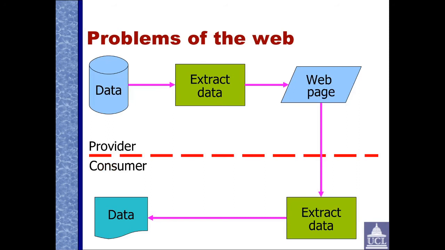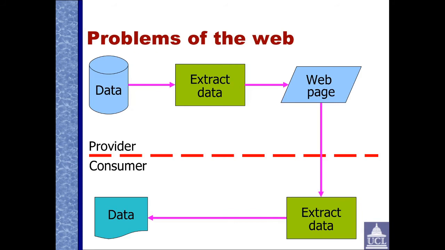You can envisage any web page really as being a process that happens like this. We have data. Those data may be in a database, they may be in your brain, and what we do then is extract some subset of those data and display them on a web page.